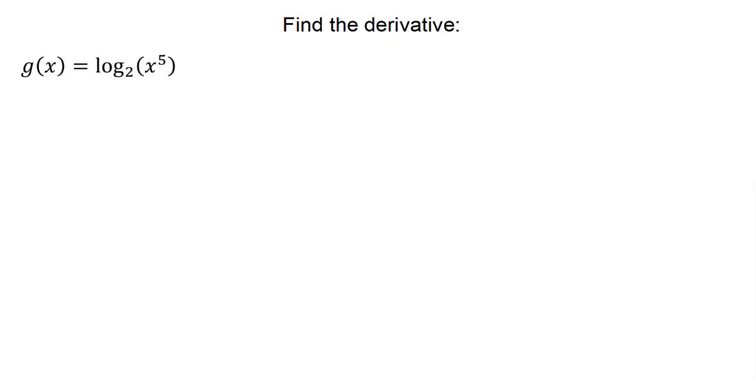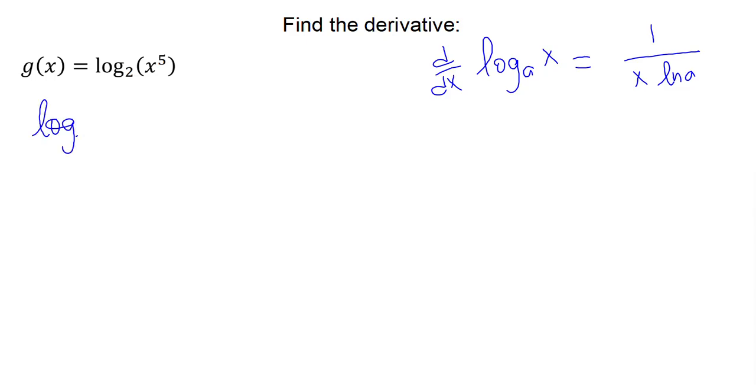All right, for number 7 here, we've got log base 2 of x to the 5th power. Now, our rule for log base a of x, the derivative of that is just 1 over x ln of a. And so we've got 2 options here. One is for us to use the chain rule. So if we choose to use the chain rule, we'll do that first, and then we'll see the other method as well. We can call this log base 2 of u, where u is x to the 5th.